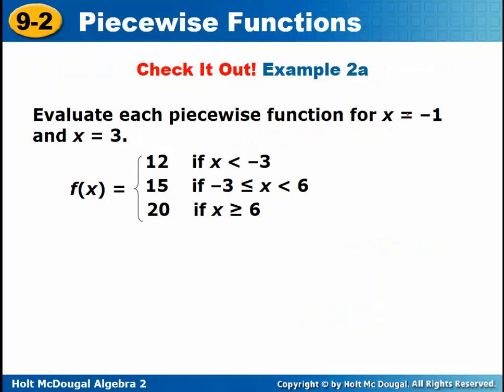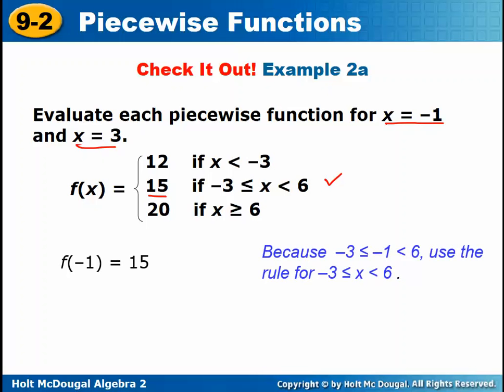Okay, now for this example, we want to use x equals -1 again and x equals 3. You can have piecewise functions in many different parts, and this one has 3 parts. Where would x equals -1 fit? Is it less than -3? No. Is it between -3 and 6? Yes, it fits here. So that means that f of x is 15. So f of -1 is just plain old 15. We don't multiply it by anything. We just had to pick what it was equal to.